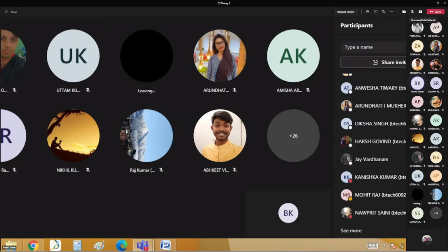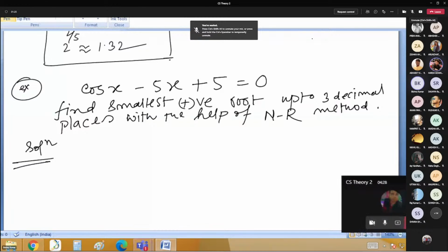The question you have written? Keep your calculator ready in front of you. If you are using a scientific calculator, it will be better. Okay.